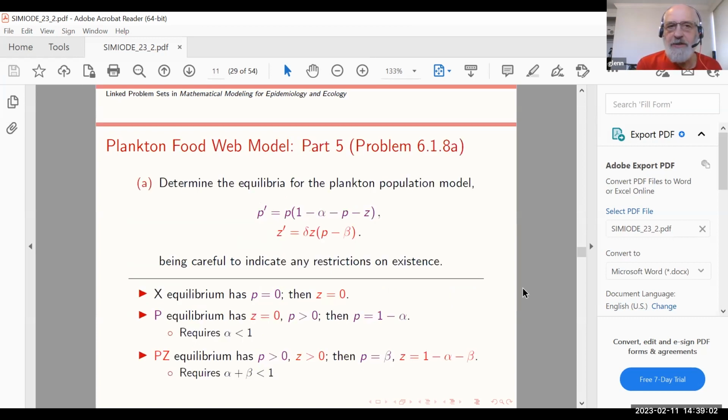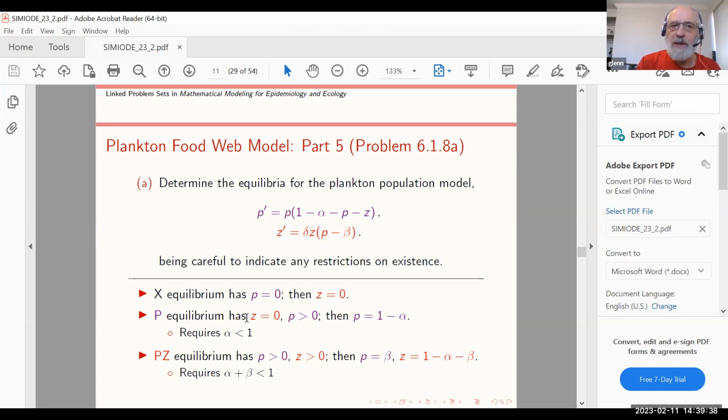Next, and now we're moving to the next chapter, we're starting to do dynamical system analysis. So let's determine the equilibria for this plankton model, being careful to indicate any restrictions on existence. This is pretty routine, except that students have trouble with dividing problems into cases. So one way to do that is to have them look for specific cases. Can you have an extinction equilibrium in which both P and Z are 0? Yes. Can you have a Z equilibrium in which P is 0? No, because if P is 0, then Z has to be 0 for the second equation.